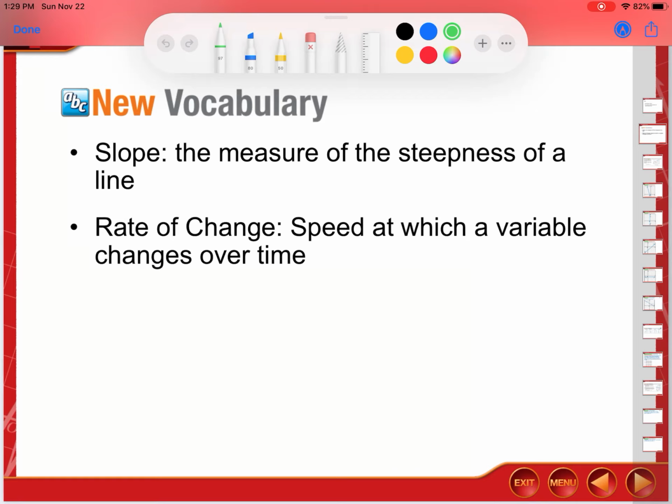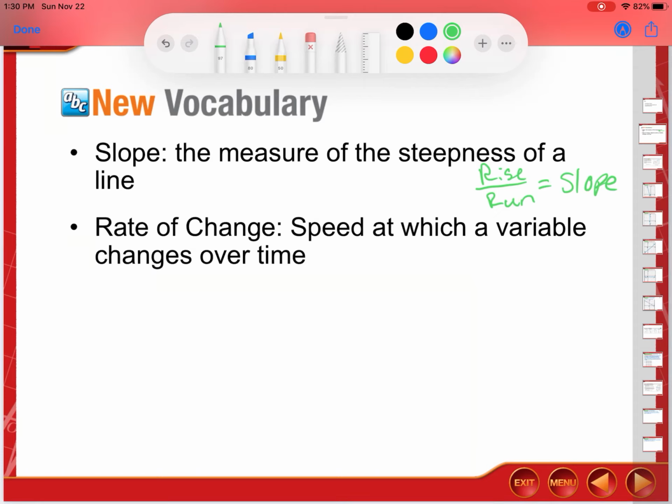So our two vocab terms for this are slope and rate of change. Slope is the measure of steepness of a line. This is commonly denoted as rise over run. I'm sure you guys have seen that before. Let's try to write it where we have room. Rise over run equals slope.